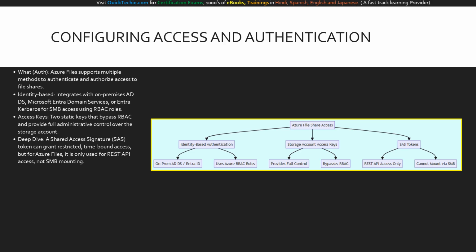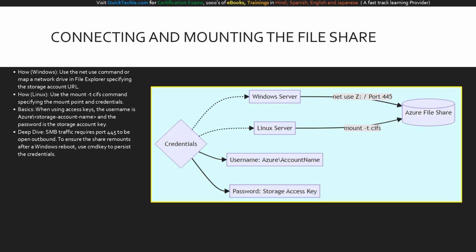How do your end users and servers actually connect to the file share? Azure provides straightforward scripts right in the portal. For Windows environments, you can map a network drive through File Explorer or use the command line net use utility. For Linux virtual machines, you use the mount command with the CIFS type. At a basic level, if you are mounting the share using access keys instead of Active Directory, your username must be formatted as Azure/ followed by the storage account name, and the password is the long storage account access key.